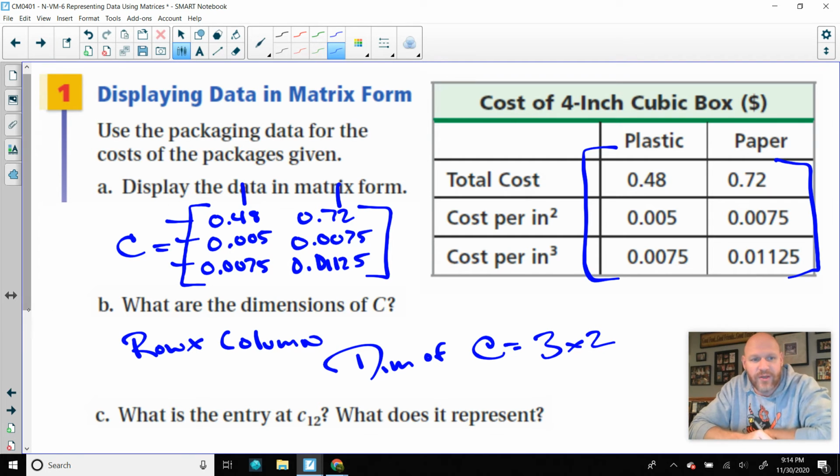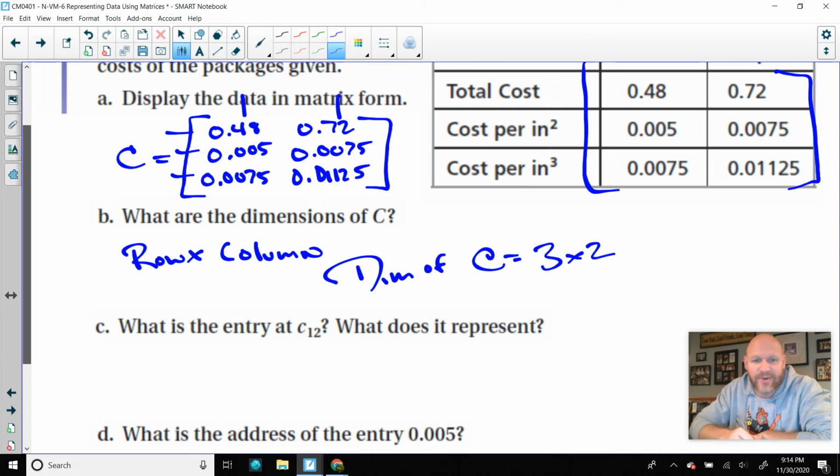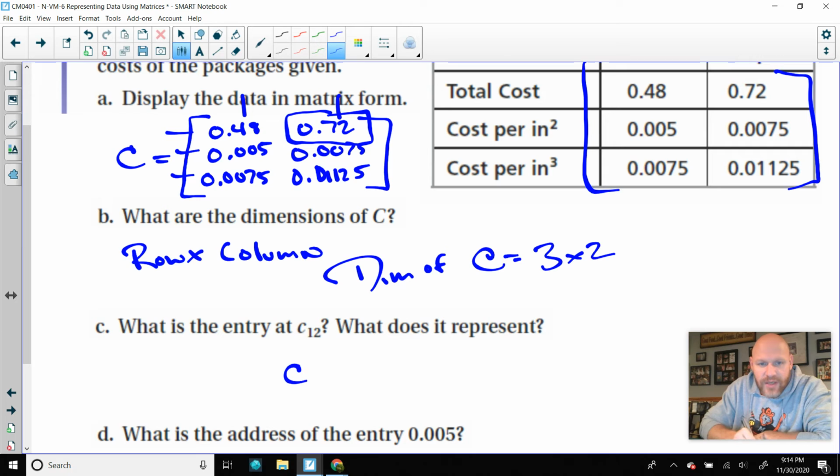If we move on, the next question is asking us, what's the entry at C12? If we want to do this one, we would go to row 1, column 2, and C12 is going to be 0.72. Once again, that's not C twelve, it's C row 1, column 2. So in row 1, I'm here. In column 2, I would be at 0.72.